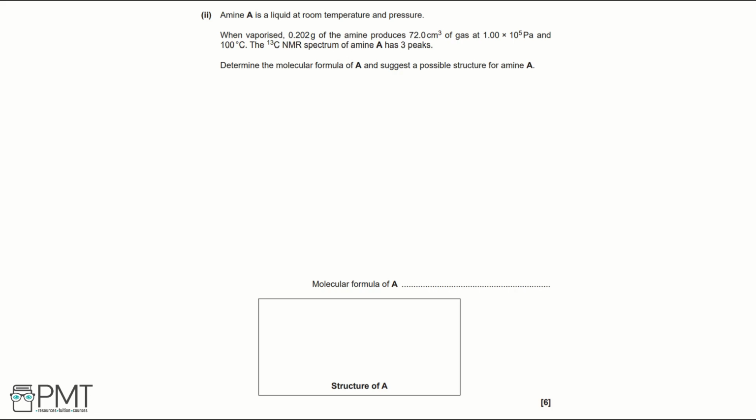So let's start by highlighting the key pieces of information in this question. That's the mass of the amine, the volume of gas and the pressure, the temperature, and that the carbon-13 NMR spectrum has 3 peaks. There are 2 equations we're going to be using in this question, and our first one is the ideal gas equation, PV equals nRT. So we're going to rearrange to work out moles, and then we're going to use a second equation, or an equation triangle, of mass is equal to the number of moles times the relative formula mass.